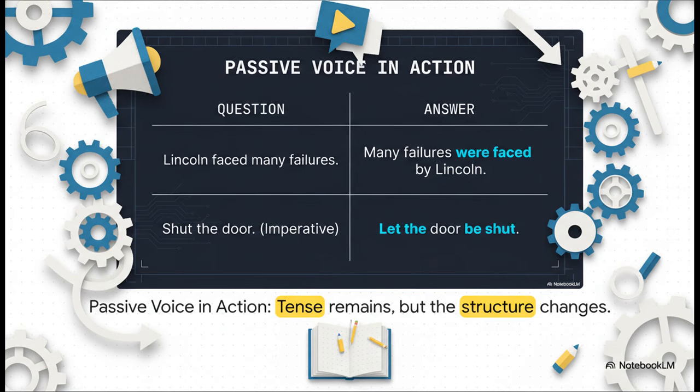And here we can see it in action, which is great. Take Lincoln faced many failures. That's a past tense sentence, right? Well, it becomes many failures were faced by Lincoln. Notice how the tense stays in the past? The only thing that really changes is the structure. Now, you do have to watch out for special cases, like commands. A sentence like, shut the door, becomes let the door be shut.